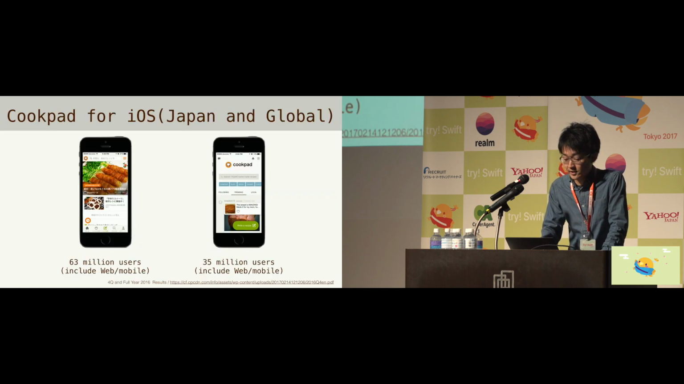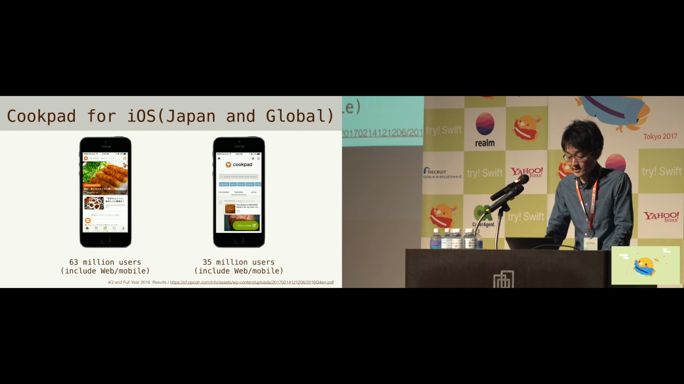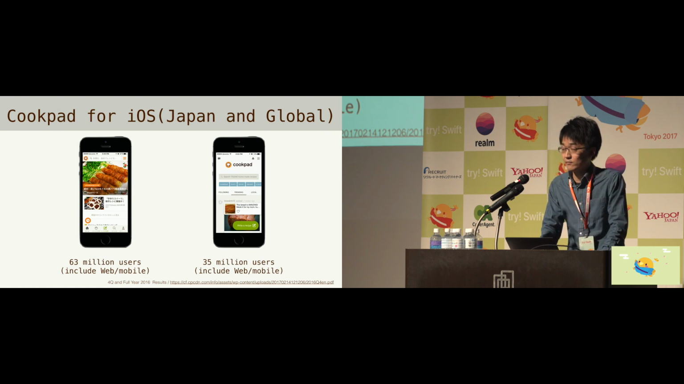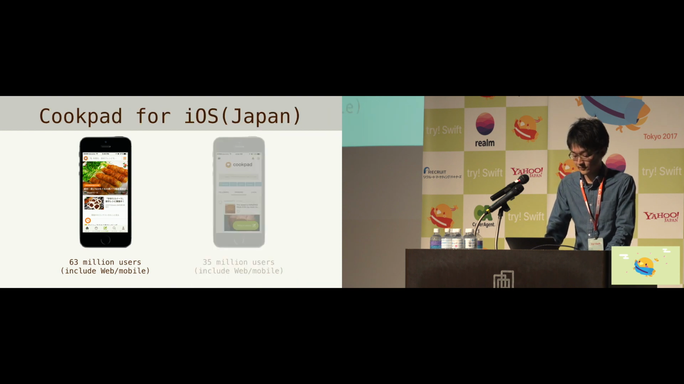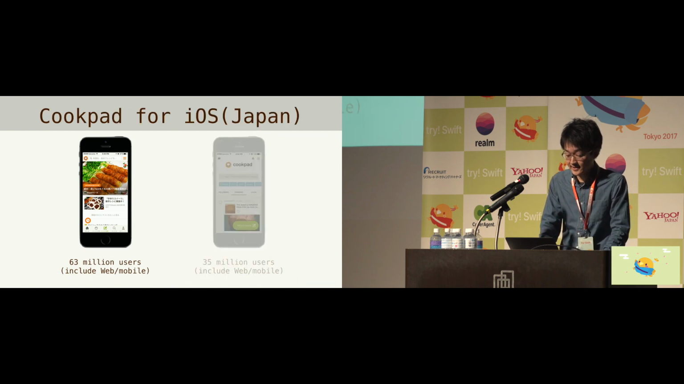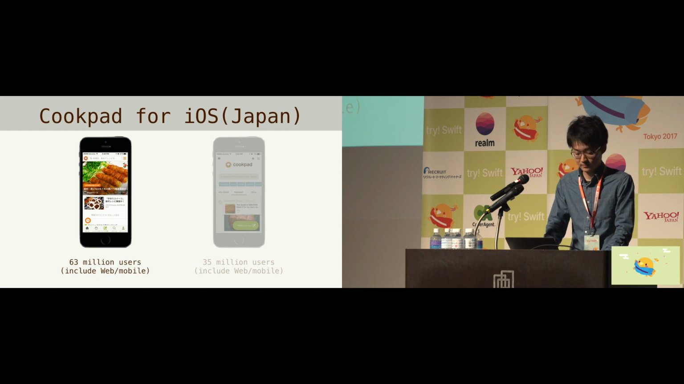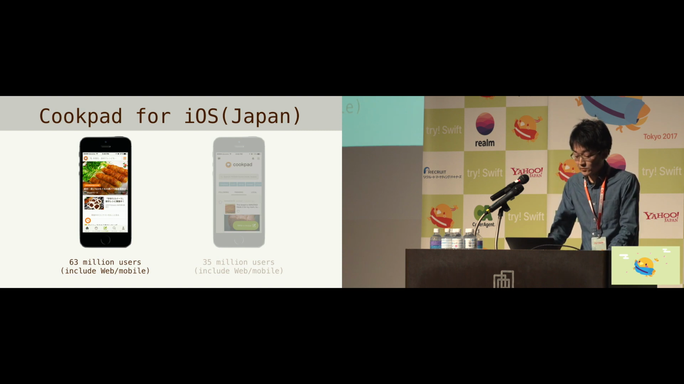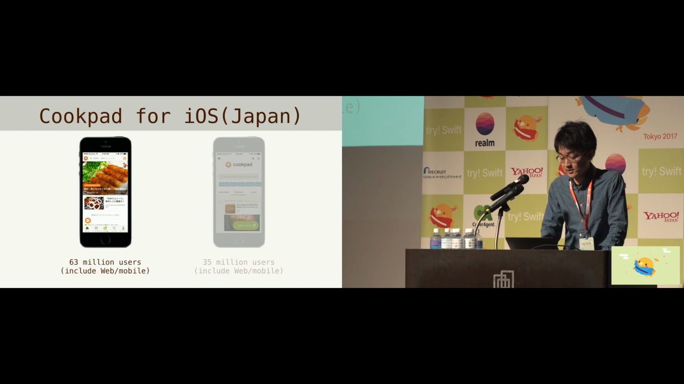We also have two kinds of iOS apps. One is for Japan and another is for the rest of the world. Their service growth level is different, so we haven't merged them yet. The global application can be downloaded from any non-Japanese app store. Today's test target is the Japan edition. Japan is a large market for us, and the app has been developed for a long time.